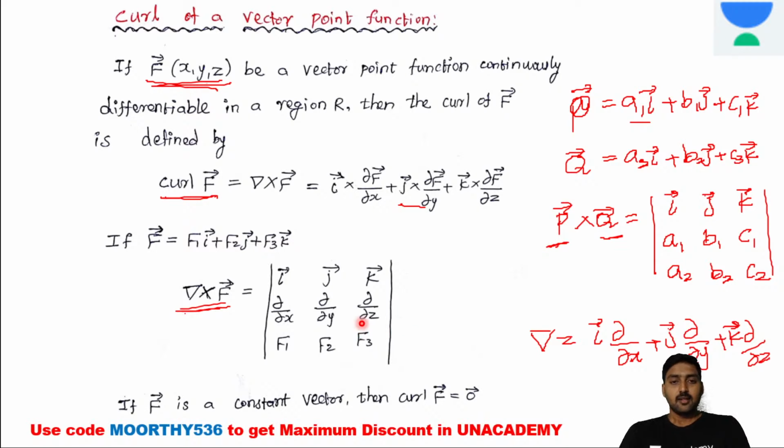Now, curl of the vector, del cross f vector, is equal to the determinant of i vector, j vector, k vector in the first row, then the coefficients dou by dou x, dou by dou y, dou by dou z, and in the next row the f vector coefficients f1, f2, f3, right? So this is what we are applying here. Is this clear? And in case f vector is a constant vector, then curl f vector is equal to the 0 vector. Is it clear now?